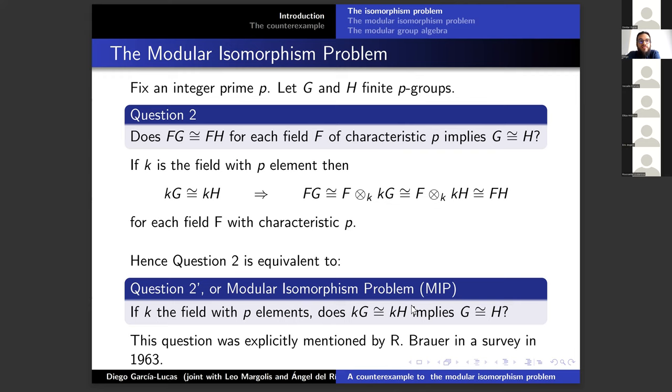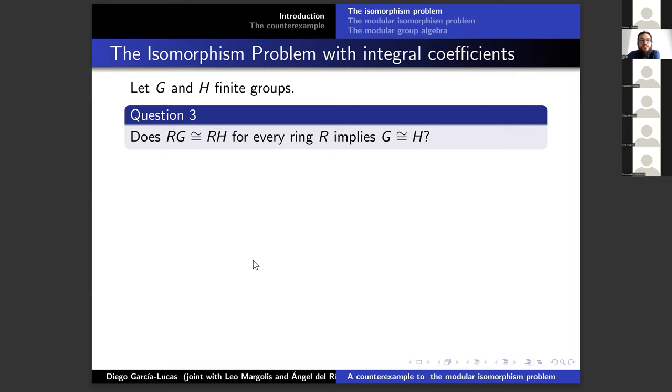Before we continue with the modular isomorphism problem, let's think back to question one and think what happens if we substitute the word field with the word ring. That is, if we have this question here. Of course, this hypothesis is considerably stronger than the hypothesis with every field, since every field is a ring, but not every ring is a field.